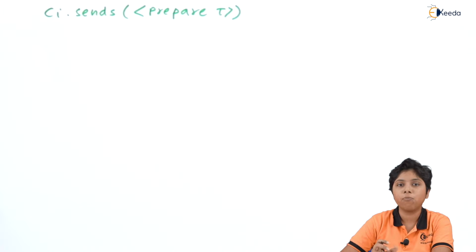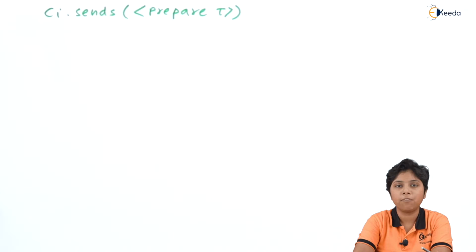The other option is that it waits for a specified period of time. That means after Ci has initiated this prepare T message, it waits for the receiver, the Sj, to check whether the transaction is completed or not, or whether it wants to complete or not.